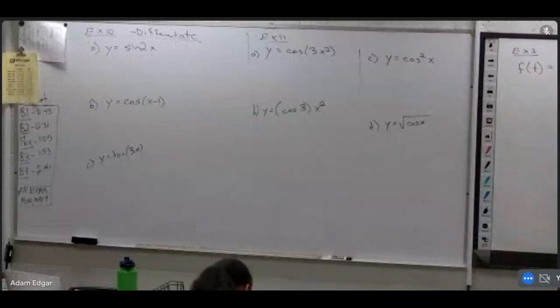Is that cosine to the third power? Why did I put example 3?